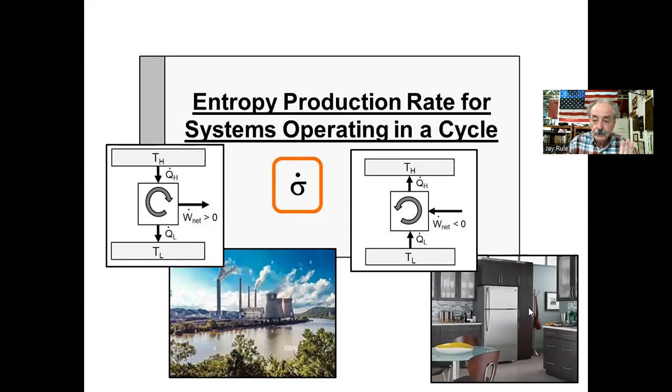So here's the depiction of the power plant. Notice here, I've put dots over each of these energy transfer terms. Q dot H, W dot net, that's power, output power. Q dot L, that's the rate at which we're rejecting heat. Sigma dot, there's our entropy production rate. We've got a dot over top of that. And the same thing here on the refrigeration cycle. This is power needed to run the refrigerator.